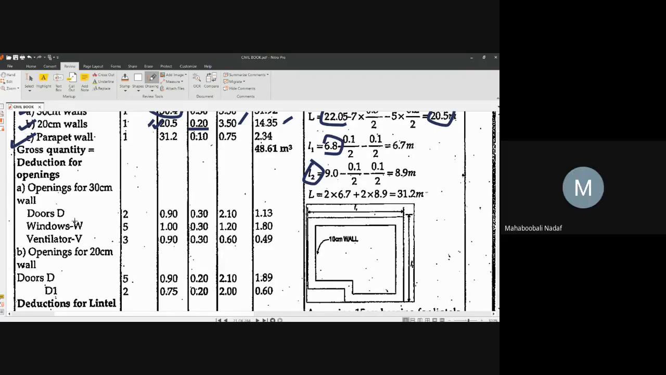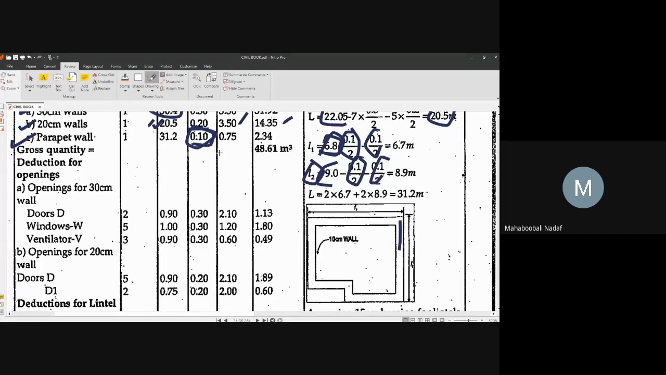Good. So here the parapet wall width they have considered is 0.1. They just deducted 0.1 by 2, 0.1 by 2, because they are taking the center line of the parapet wall. So those things they have deducted. But a very important point is they are taking outside to outside 6.8 and 9, and they have deducted only half of the width of the parapet wall.